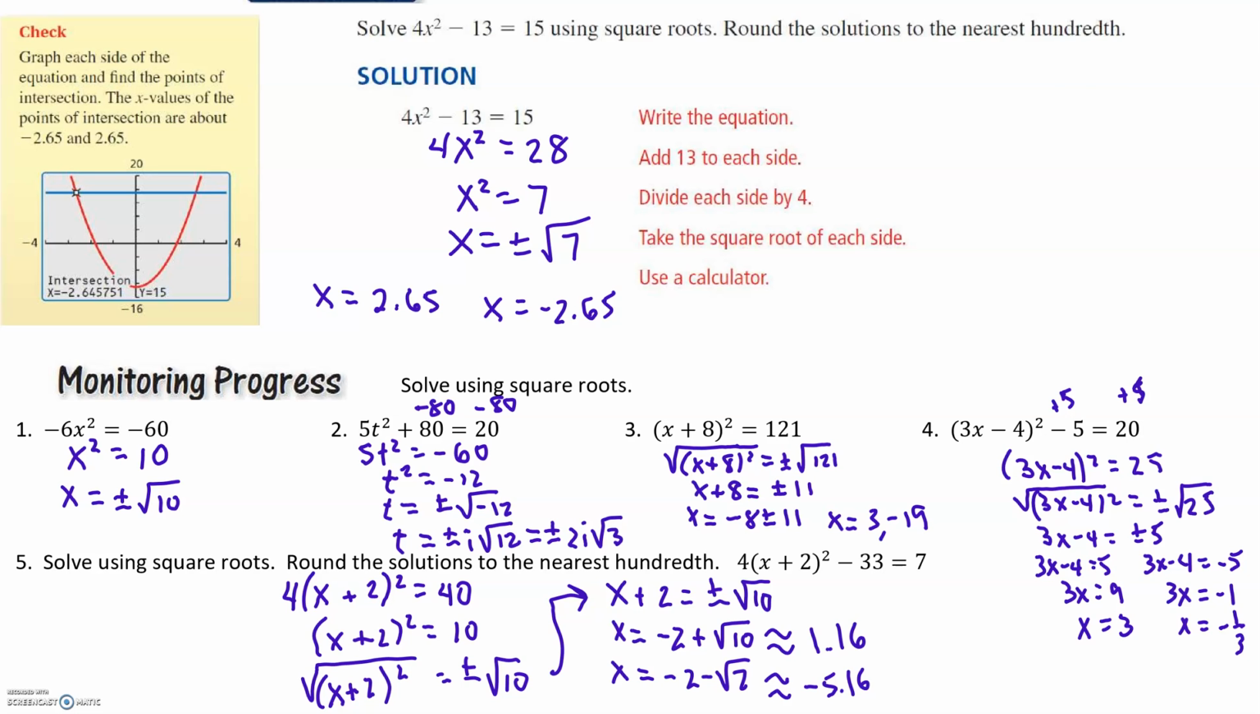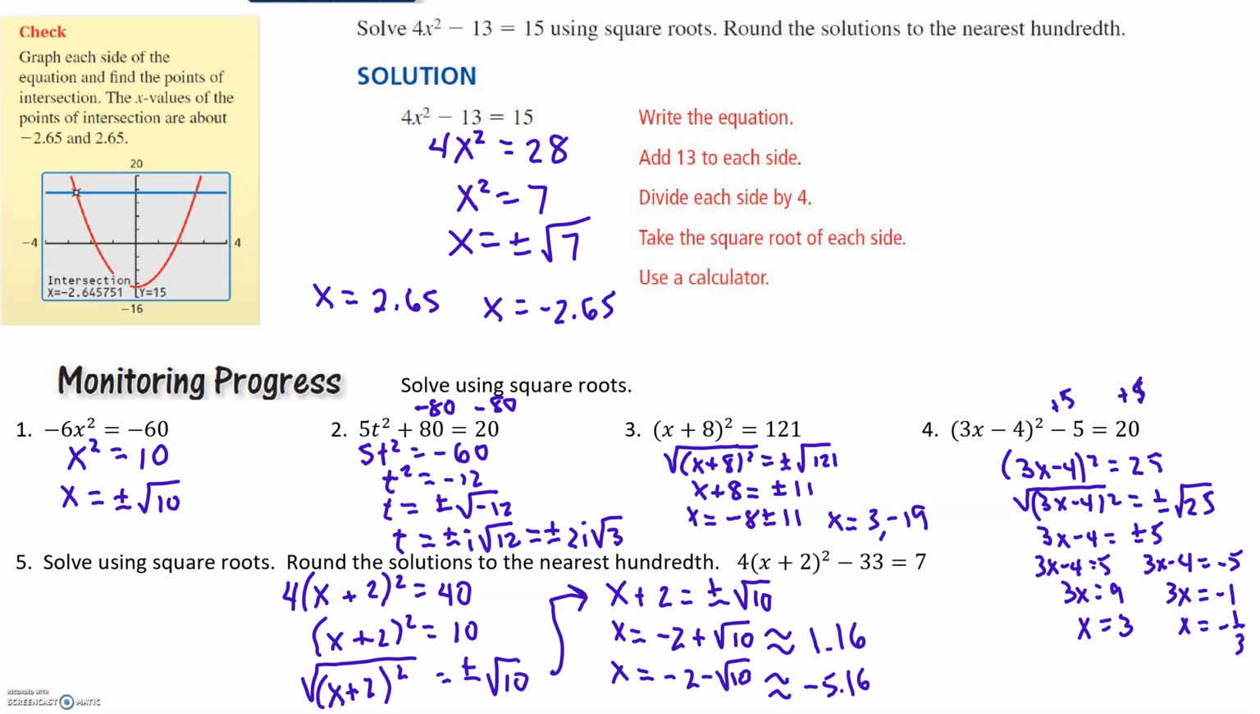Finally, problem number 5. We're going to solve using square roots, but we're going to give decimal answers. We're going to round our solutions to the nearest hundredth. So the first thing we're going to do, we're going to move this 33 to the right-hand side. So add 33. 4 times x plus 2 squared equals 40. 7 plus 33 is 40. We're going to divide both sides by 4 so that we now have the binomial squared equaling 10. We're then going to square root both sides so that we get x plus 2 equals plus or minus square root of 10. We'll subtract 2 from both sides. x equals -2 plus the square root of 10. x equals -2 minus the square root of 10.